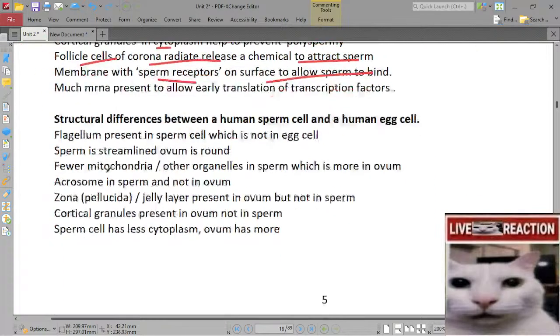Yeah. Structure differences between sperm and egg cell. So flagellum is in sperm. Sperm is streamlined for movement, whereas ovum is round and larger for more surface area contact. Fewer mitochondria in sperm, which is more in ovum. Oh, really? Okay. Acrosome, zona pellucida, jelly layer, cortical granules. Sperm has less cytoplasm, ovum has more.